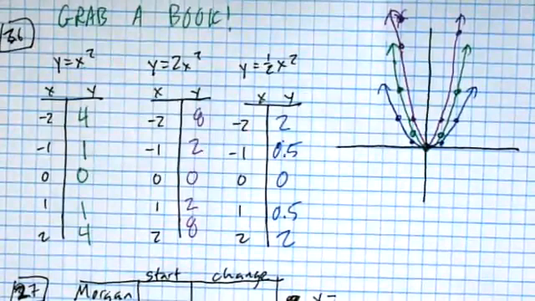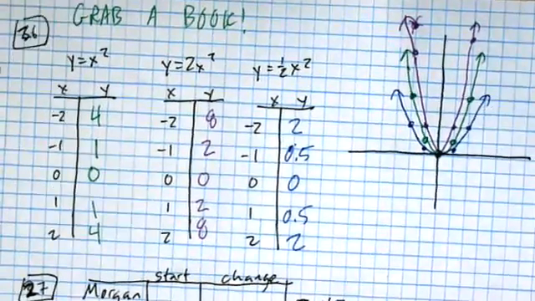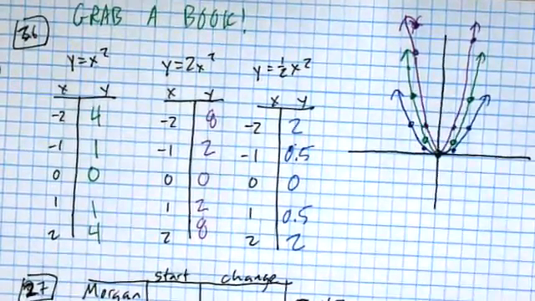If they wanted to know what's different, I'd say it kind of looks like the one that was multiplied by 2 got stretched out vertically. It's twice as tall as the original one. And it kind of looks like the one that got multiplied by half got squished down, got compressed.